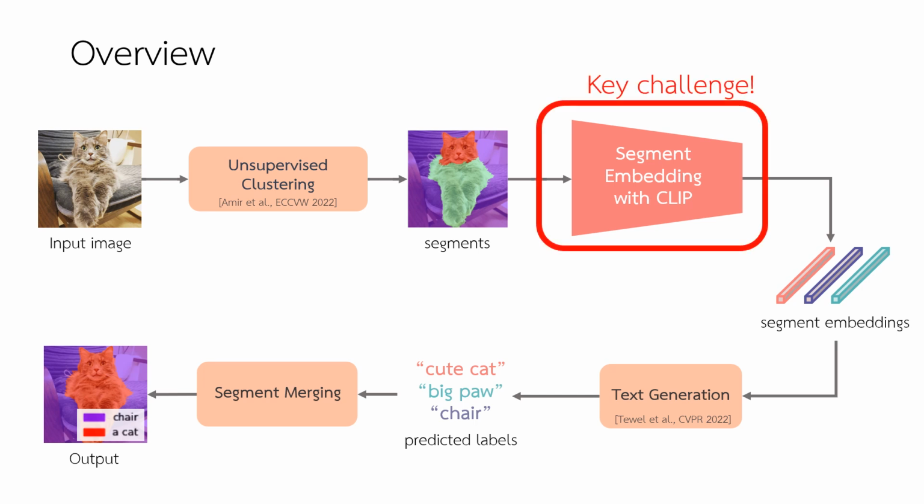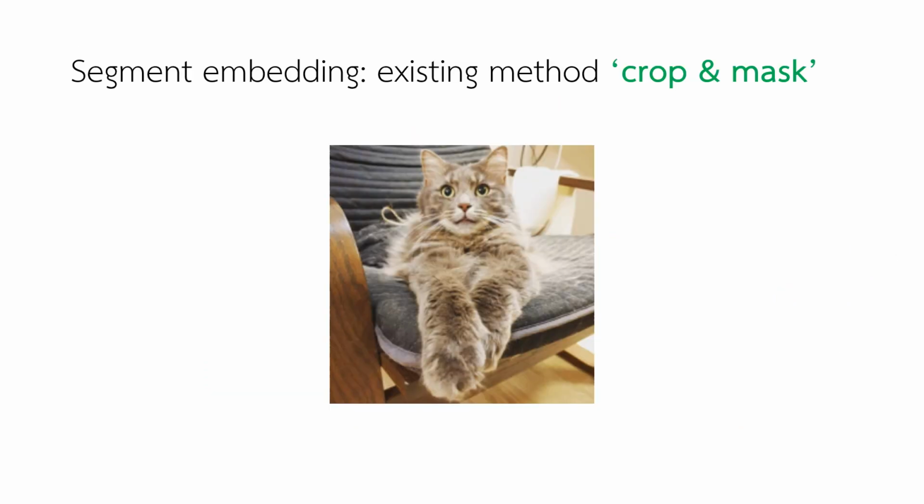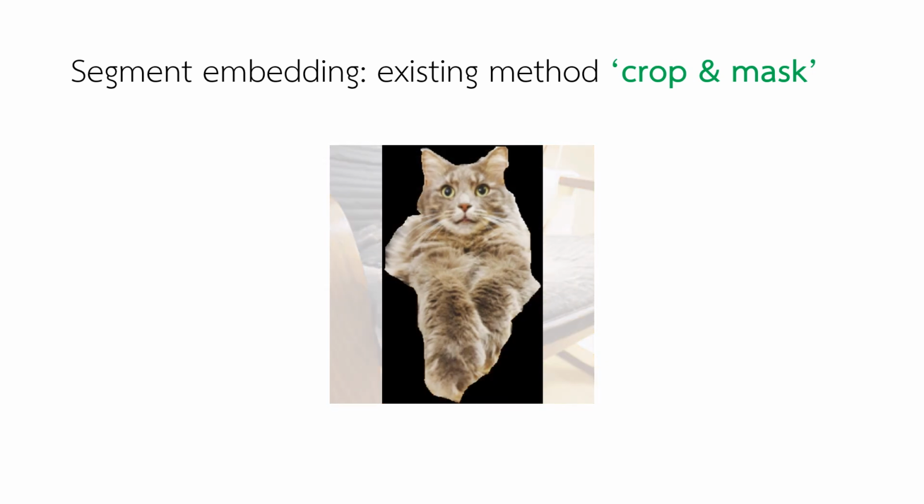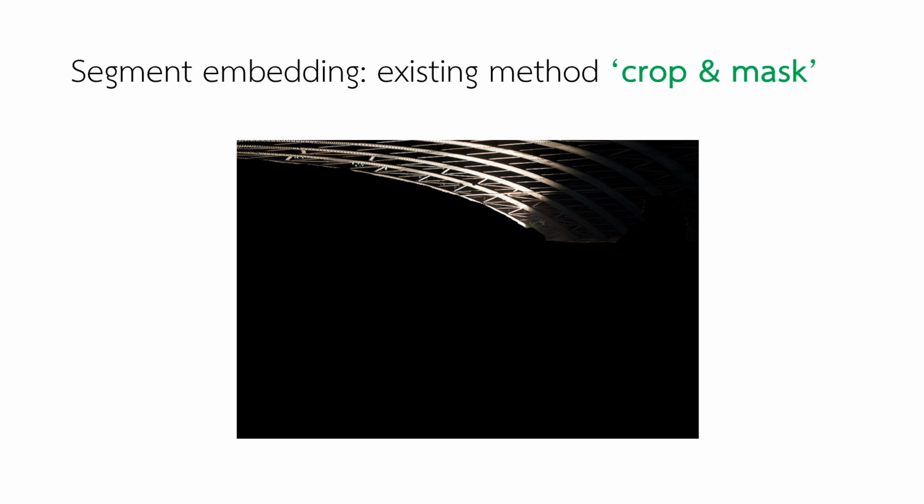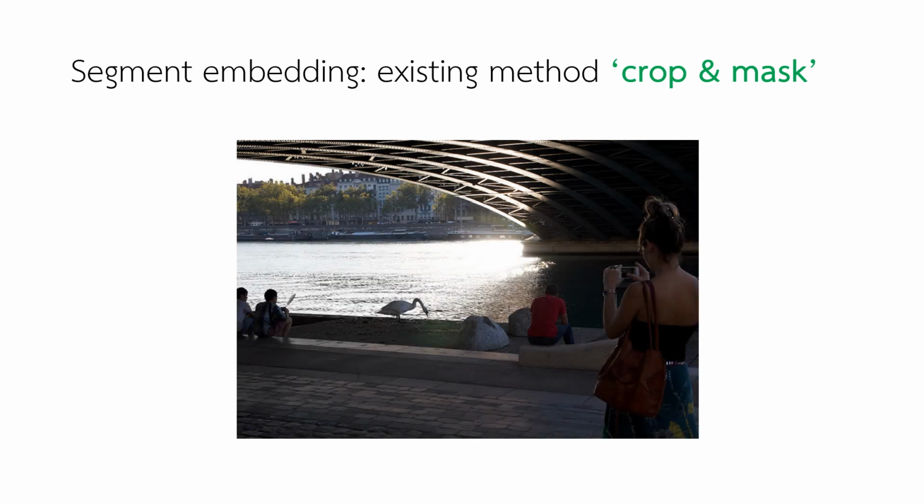The key challenge in this work is how to embed a segment into CLIP's latent space, which typically takes a whole image as input, not a segment. To solve this, many existing methods simply crop and mask the input image. However, since these masked segments look different from the full images CLIP was trained on, some additional fine-tuning of CLIP on a dataset of masked images is usually required. Moreover, masking objects this way removes the surrounding context, which is useful for recognizing this arch structure as a bridge.